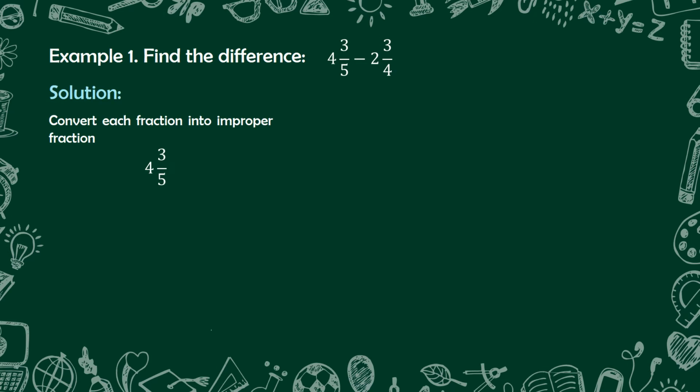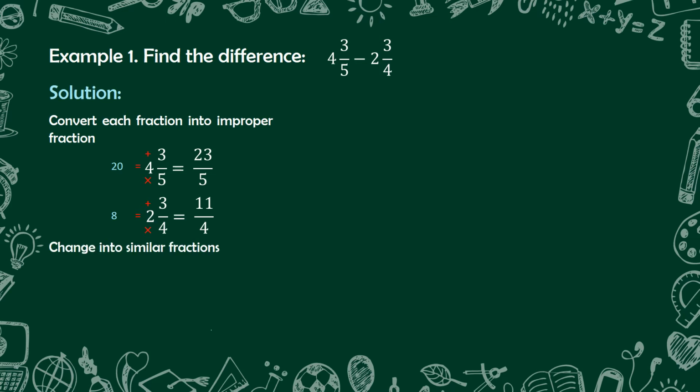First is to convert each fraction into an improper fraction. That is, multiply the denominator to the whole number, then add the product to the numerator. Let us have 5 times 4, that is equal to 20, and 20 plus 3 is equal to 23. Then, copy the denominator. So, 4 and 3 over 5 is equal to 23 over 5. For 2 and 3 over 4, we will have 4 times 2 equals 8, and 8 plus 3 is equal to 11. Then, copy the denominator, we have 11 over 4.